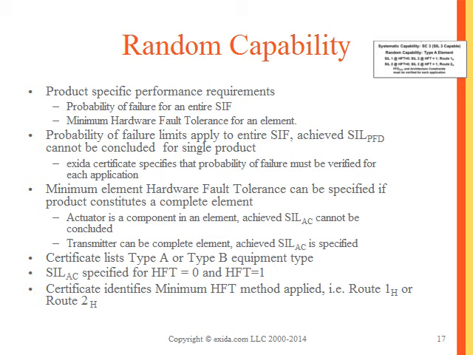The certificate will explain if the product under consideration is a type A or a type B equipment type. Type A means that all failure modes of all components are well defined, that the failure behavior of the product can be completely predicted, and that there's adequate field failure information to make a proven use claim. If you don't meet one of the three, then you're automatically a type B.